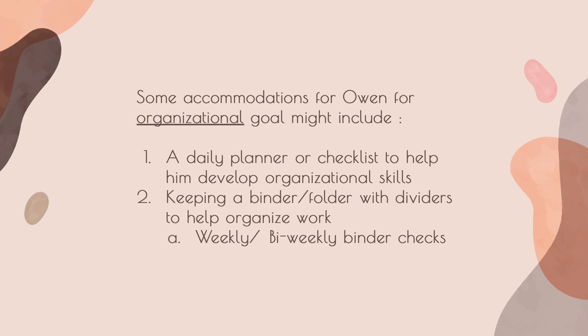Some accommodations for Owen's organizational goal might include a daily planner or checklist to help him develop organizational skills, and keeping a binder/folder with dividers to help him organize his work. If the teacher decides to accommodate by giving him a binder or folder to organize his work, the teacher can also have weekly or bi-weekly binder checks to make sure Owen is staying organized.